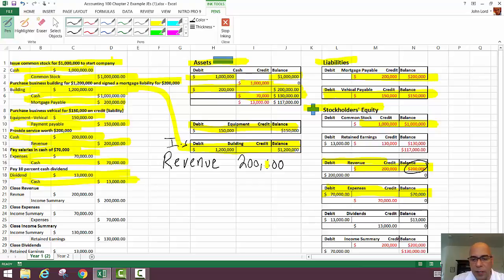How about my expenses? I look at my expense. Expense has a balance of 70. I know there's another entry there, but we haven't made that entry yet. Just ignore that right now. And so I debit my expense, and that debit to expense is 70,000. And that's pretty much it that affects the income statement. So when I now show my income statement, I am showing that I have net income.